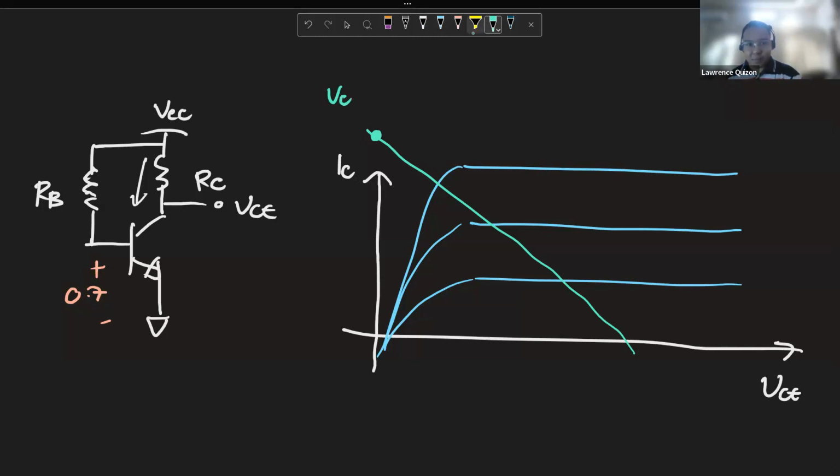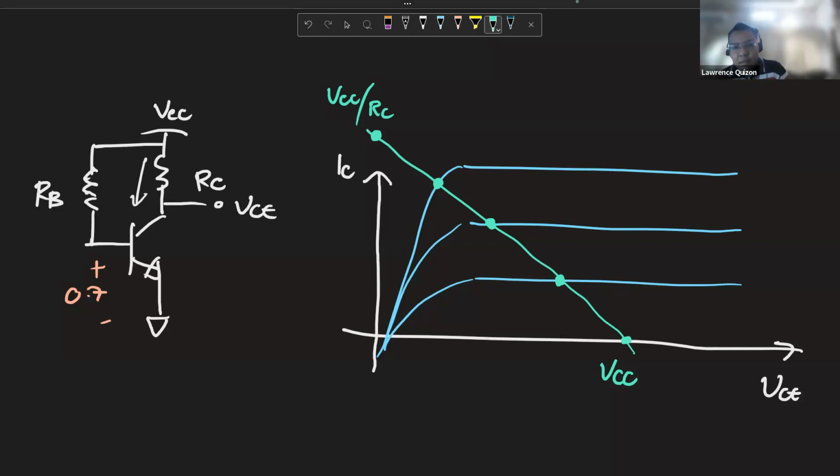That's one point. And then at IC equals 0, VCE equals VCC. Because there's no current here, so VCC equals VCE. So these are the quote-unquote legal points for our circuit to be in.